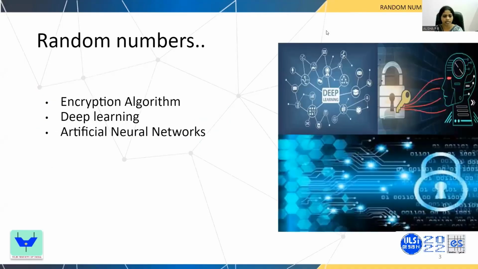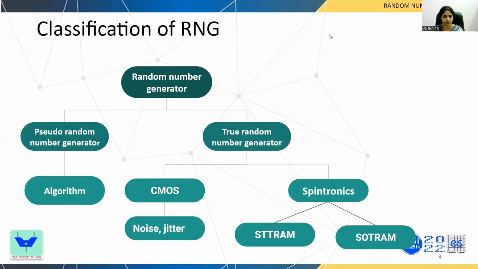Random numbers play a critical role in modern information technology. Random numbers are used in encryption algorithms for digital signatures and to generate uncracked cipher text. Recent developments in deep learning and neural networks lead to new scope in applications of random numbers. Random numbers are used to control the behavior of artificial neurons and synapses to reduce the computational power.